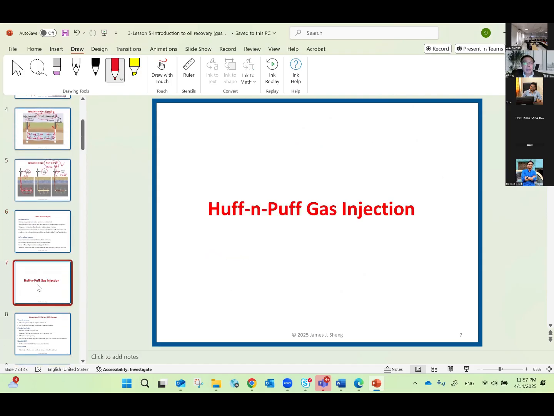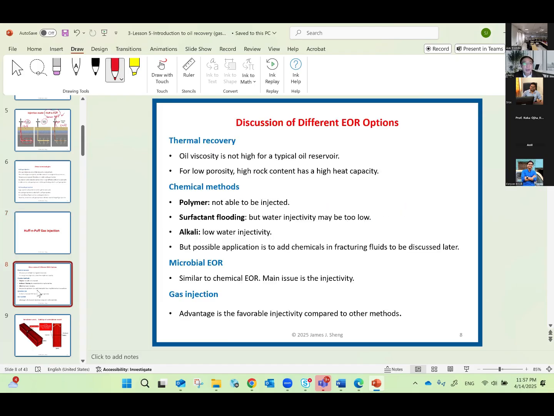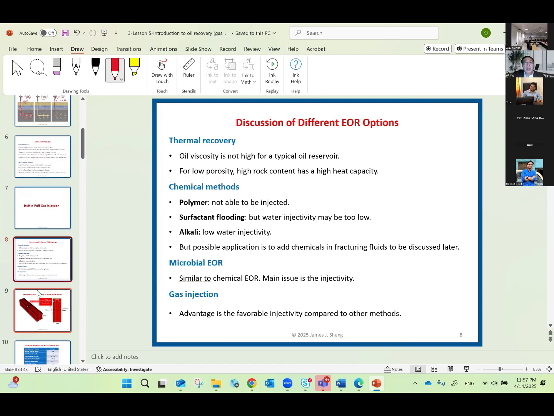I'll skip this one. Okay. Let's look at the next one: how much oil production can be increased by Huff-Puff or by gas flooding. Let's first look at Huff-Puff gas injection. Before that, let me say, okay, Huff-Puff gas injection. I can skip this one. Let's look at this one too.